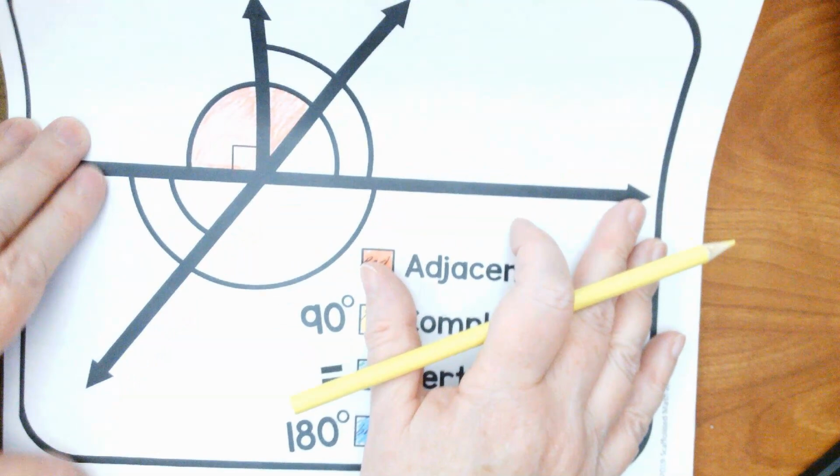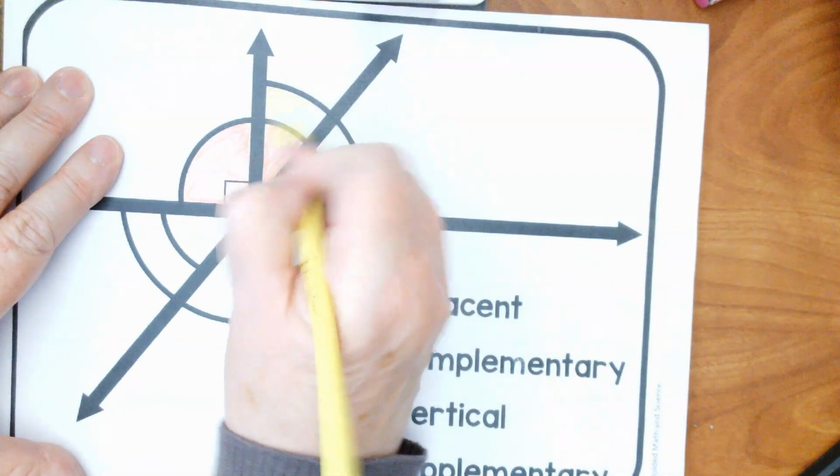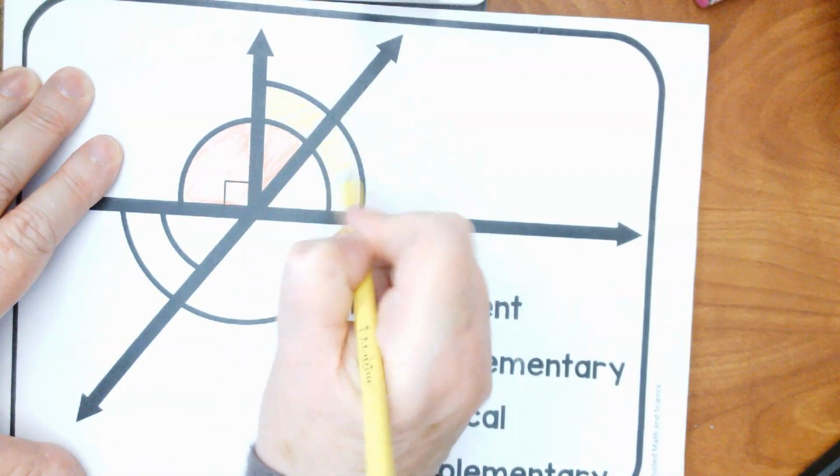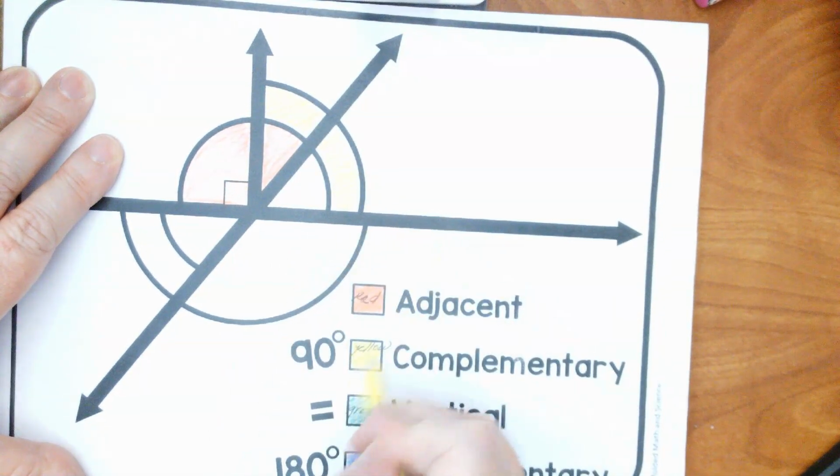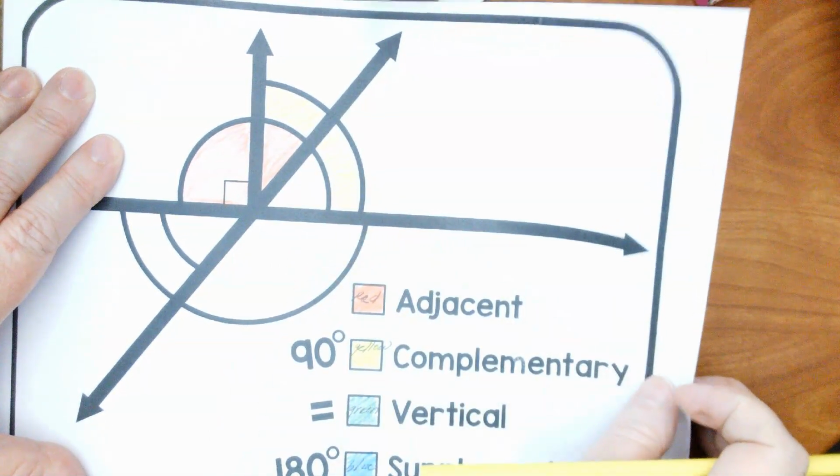angle. And this one is right here. And you can color in the box yellow. Okay.